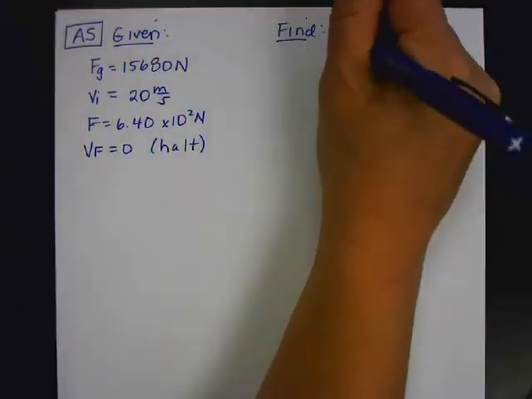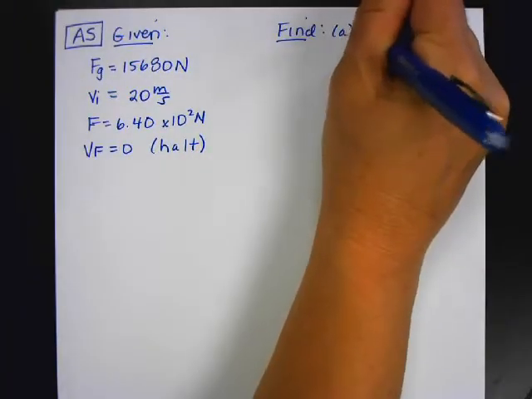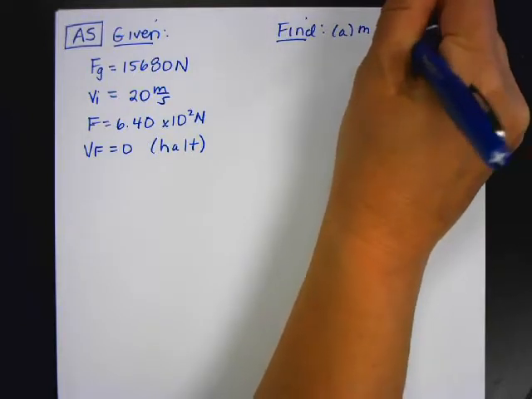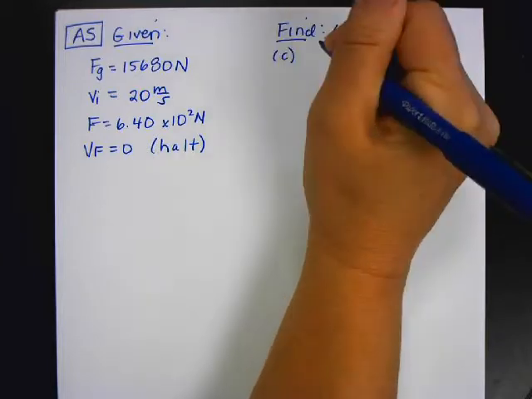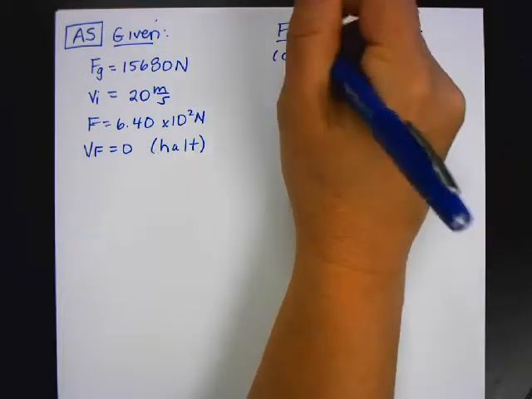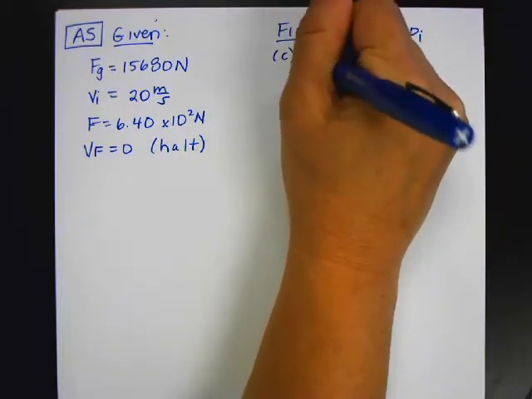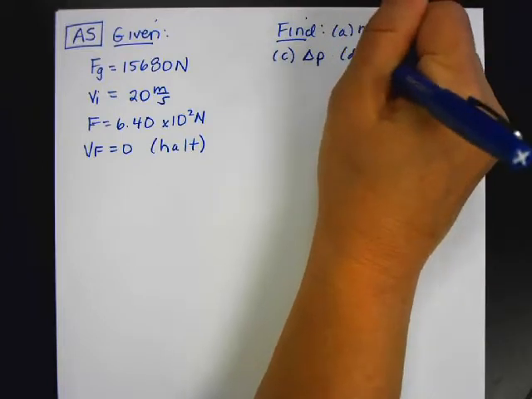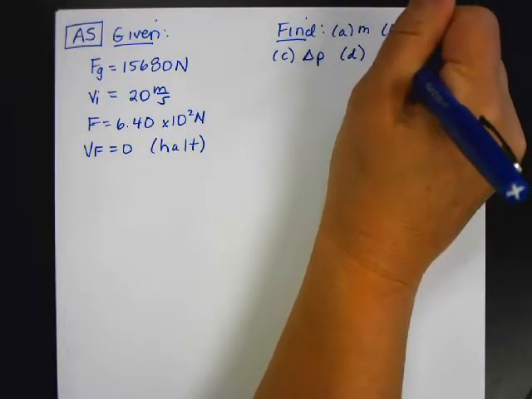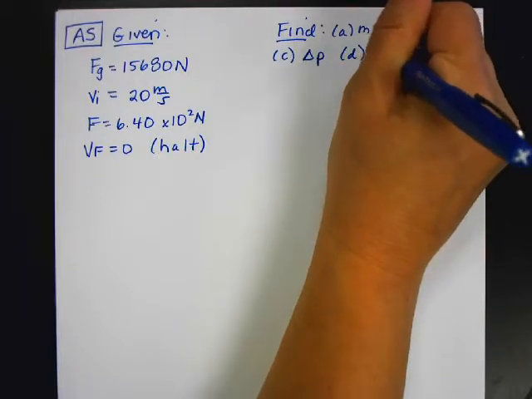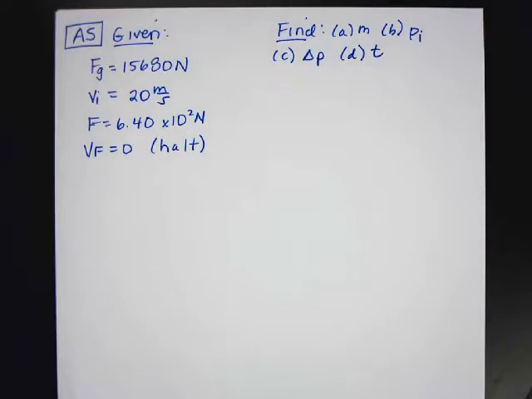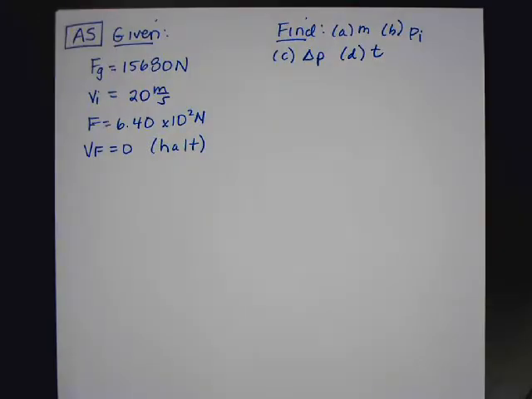A, what is the car's mass? B, what is its initial momentum, which is pi? C, what is the change in momentum, delta p, because delta means change in, and D, how long does it take the braking force to act on the car to bring it to a halt? So there's many parts to this problem. So now I wrote down all my givens.